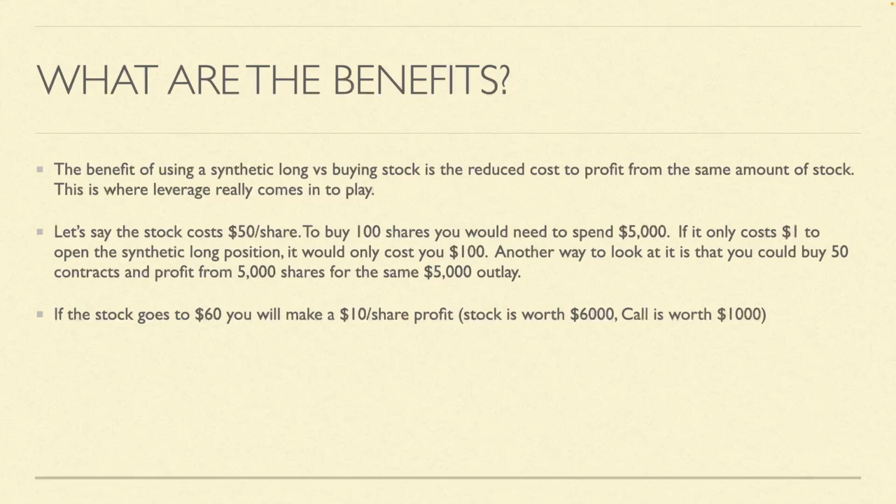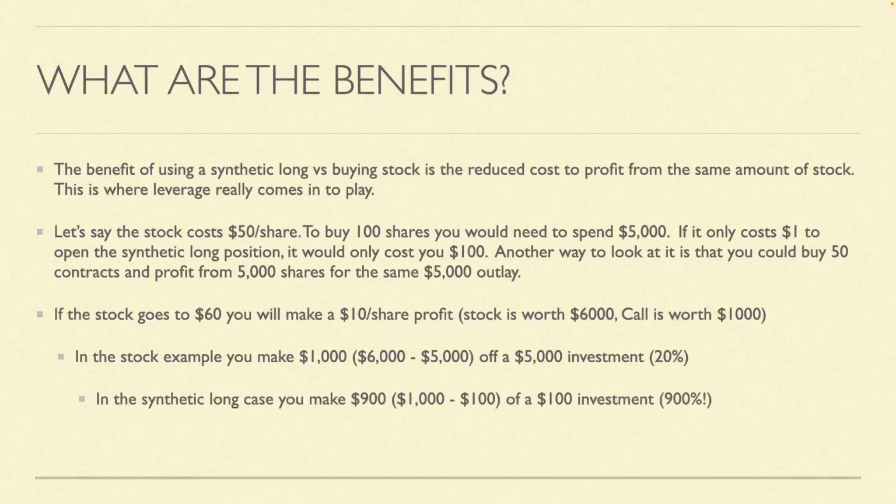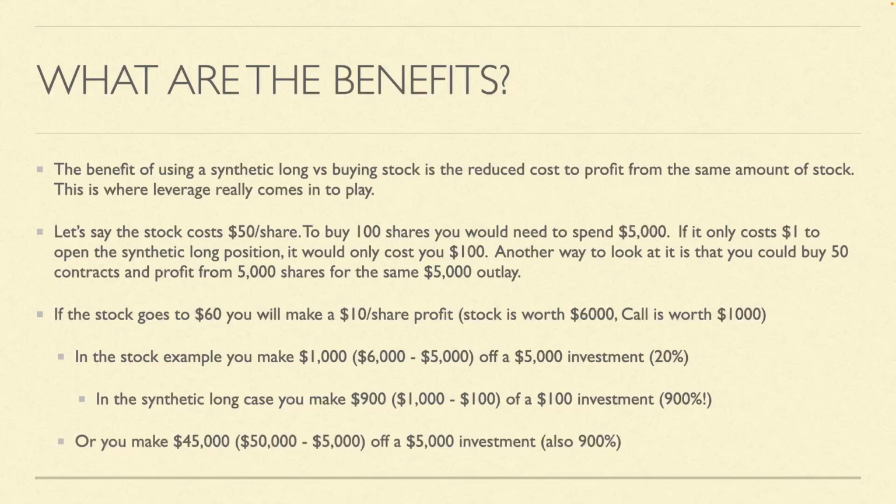If the stock goes to 60, same example as before, you make the 20%. In the synthetic long case, you make $900 because you're worth 1,000, but you paid 100 to buy it. That's 900% return. So the difference here is that it costs you less initially to enter the position. Or you make $45,000, still 900%.